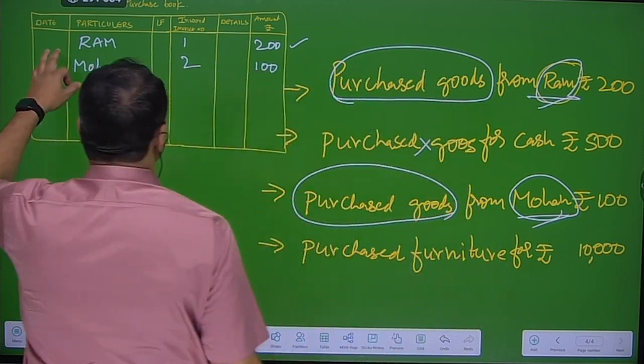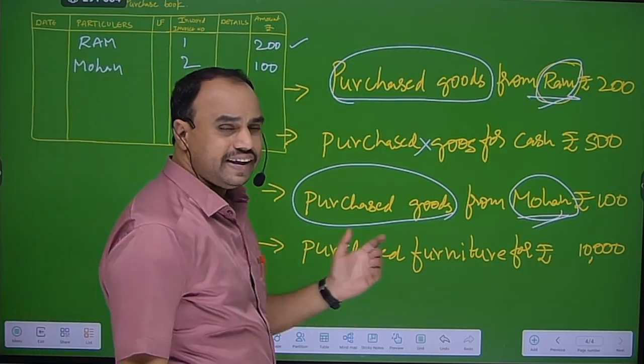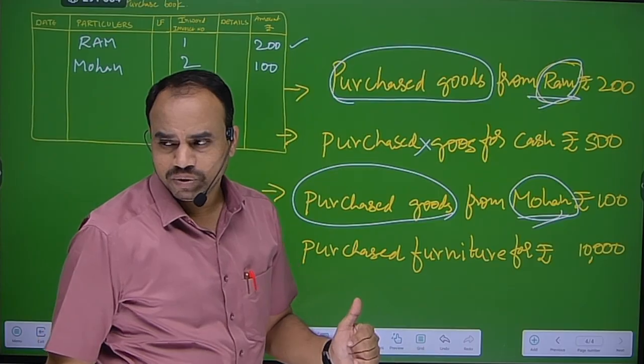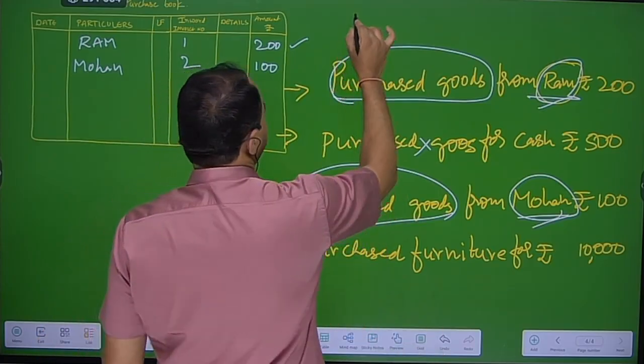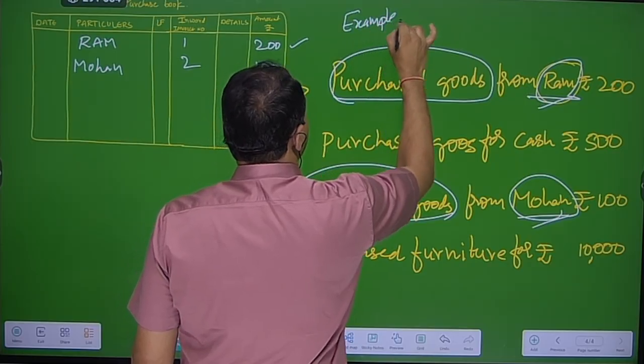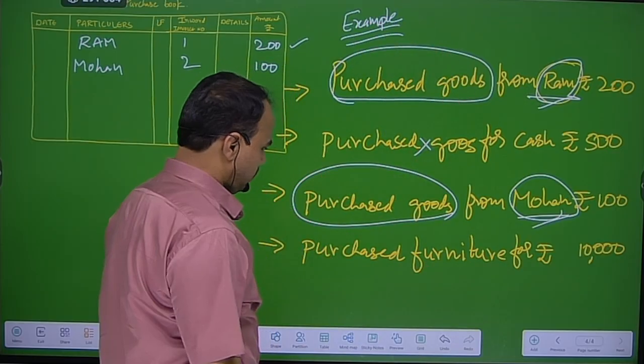In the date column, whatever date is given, you write that date. This is an example problem I am showing you for your better understanding. Okay, see the next one.